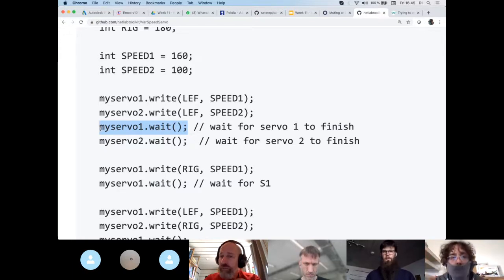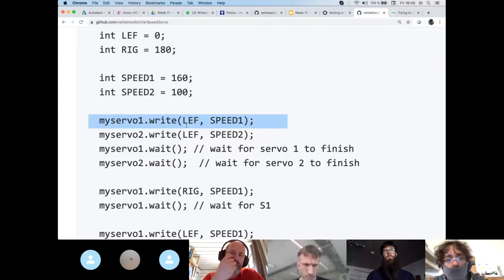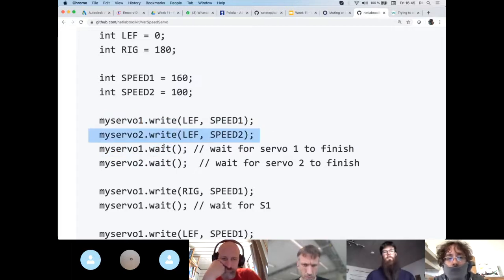Does this library still work with a 3-wire servo though? Yes, it works with exactly the same servo, but you can control the waiting. So you can wait for the servo to move or not, and you can move 2 servos simultaneously. With this, you say move servo 1 and servo 2 and wait for these 2 motors to finish.